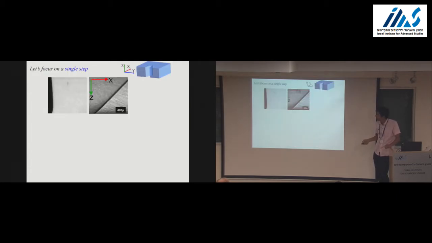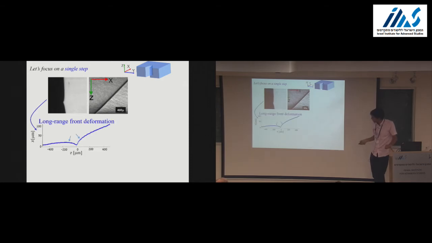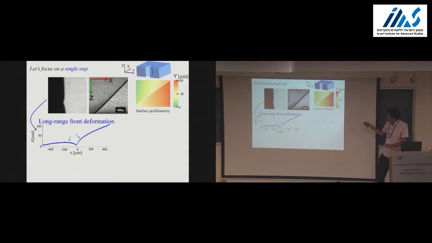Sorry. If we focus on a single step, like you see here, and wait for it to stop, and we extract the crack front shape, we zoom in. We see that we have quite a long range of front deformation, and this deformation contrasts with the actual height of the step. This is a profilometric measurement of the fracture surface, which we make after the experiment.